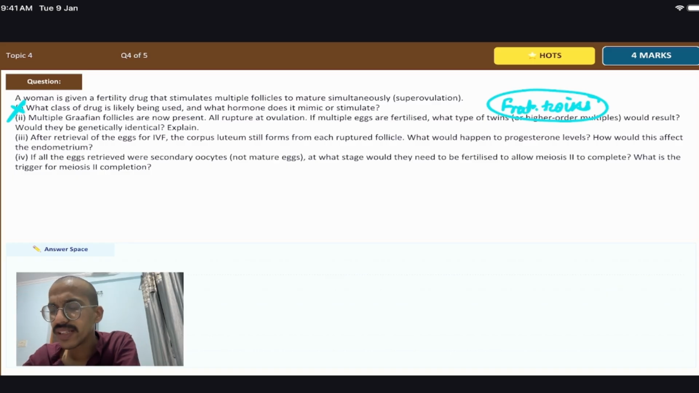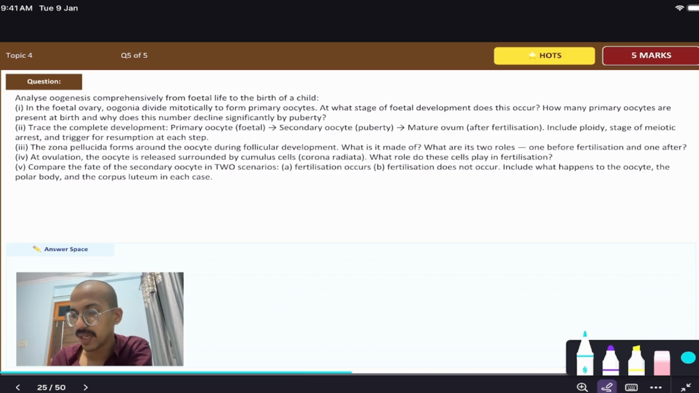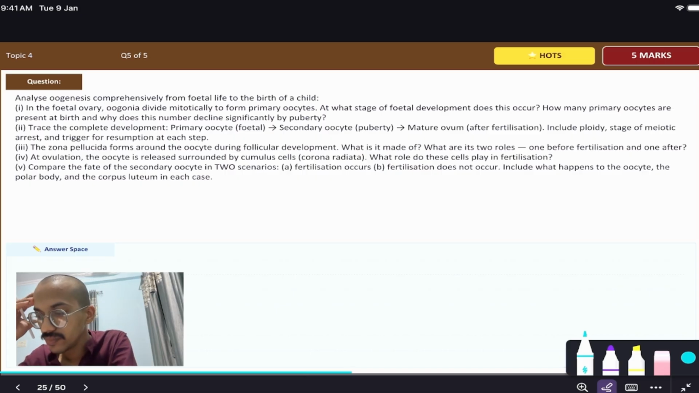What if all the cells retrieved are secondary oocytes? At what stage would they need to be fertilized? When the ovum is formed, meaning when the completion of this whole structure occurs, they are all arrested in metaphase. So we have to complete that. What is the trigger for meiosis to completion? That is the anaphase promoting factors coming from the sperm.